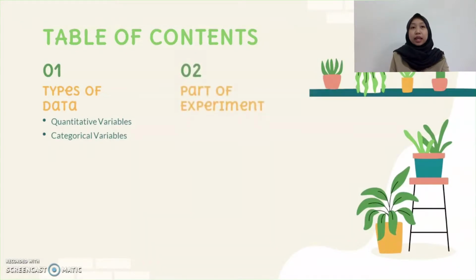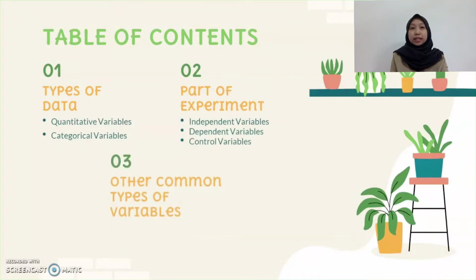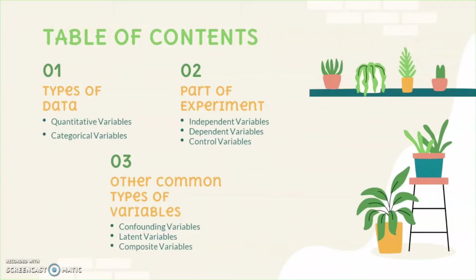The second one is part of experiment. It contains independent variables, dependent variables, and control variables. And the last one is other common types of variables. It contains confounding variables, latent variables, and composite variables. Okay, without any further ado, let's get started.